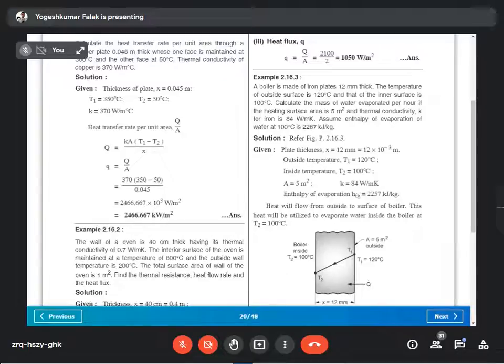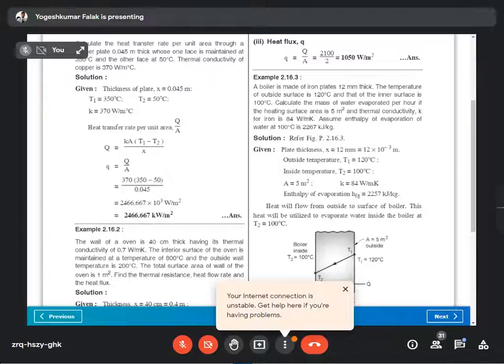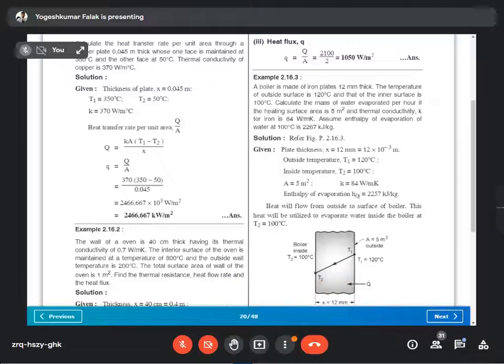Yes sir, I think so. The K is... Just write the last answer you see on the screen, that is 2466.667 kW per meter square.